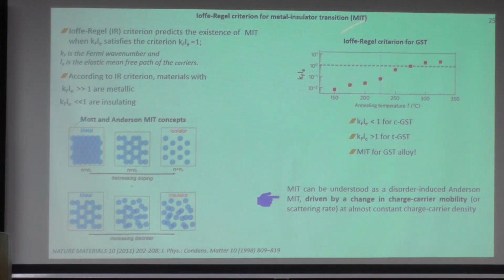So in this phase change material system, this MIT can be understood based on the disorder-induced Anderson metal-insulator transition, which changes by decreasing disorder. Here is the more ordered phase, and this is also driven by a change in charge carrier mobility or scattering at almost constant charge carrier density. So these two parameters we have to consider and define.